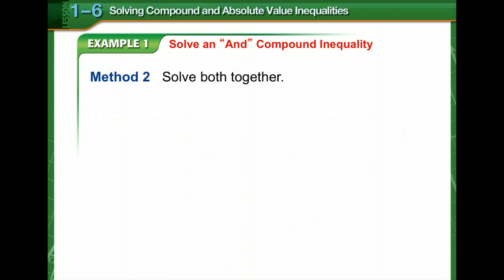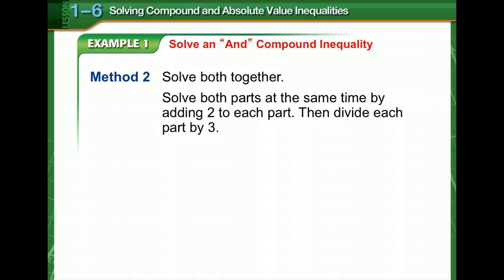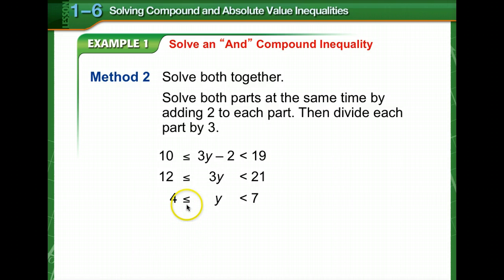Now method 2 is we can solve both of them together. So we're going to solve both parts at the exact same time by adding 2 to each part and then dividing each part by 3. So adding 2 here, adding 2 here. We're left with 12 is less than or equal to 3y, which is less than 21. Now we're going to divide all sides by that 3. So 4 is less than or equal to y is less than 7.